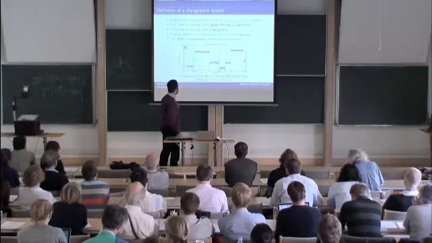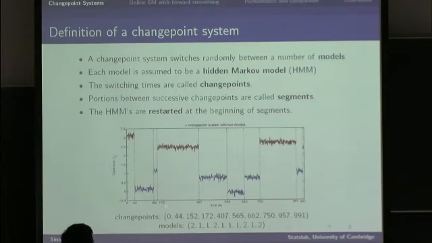Here you can see the changepoints, like 44, 152 here, and different models are colored with different colors. Like this is model 1, this is model 2. There's a transition from model 1 to model 1 here, model 1 to model 2, model 2 to model 1.